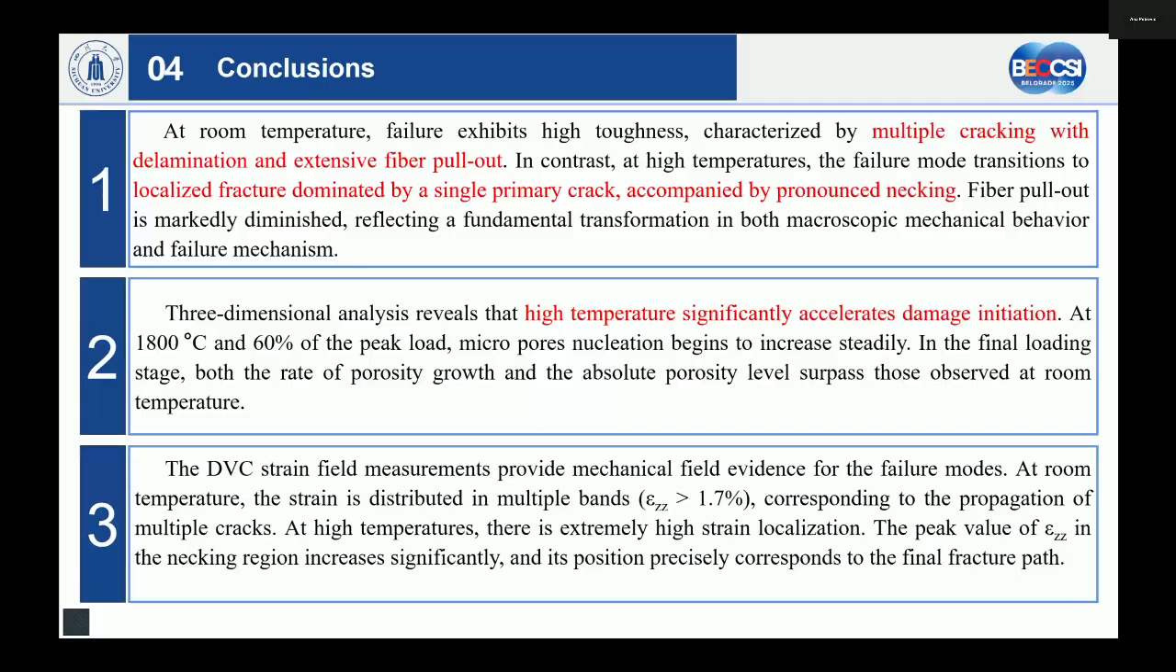The second is that three-dimensional analysis reveals that high temperature significantly accelerates damage initiation. The third is that the DVC strain field measurements provide mechanical field evidence for the failure modes.